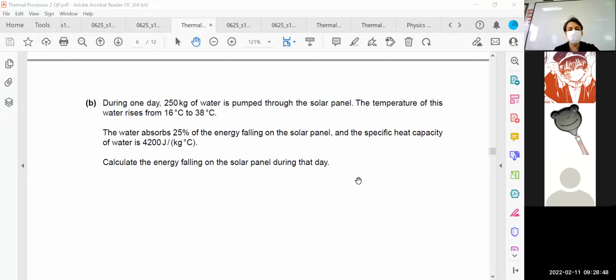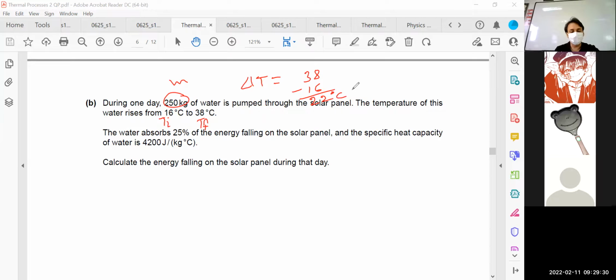During one day, 250 kilogram of water is pumped through the solar panel. The temperature of this water rises from 16 degrees Celsius to 38 degrees Celsius. So in this question, children, we have been given a certain amount of mass: 250 kilogram of water. The initial temperature of water is 16 degrees, and the final temperature is 38 degrees Celsius. Certainly we need the difference in temperature, and delta T will be 38 minus 16, that is 22.